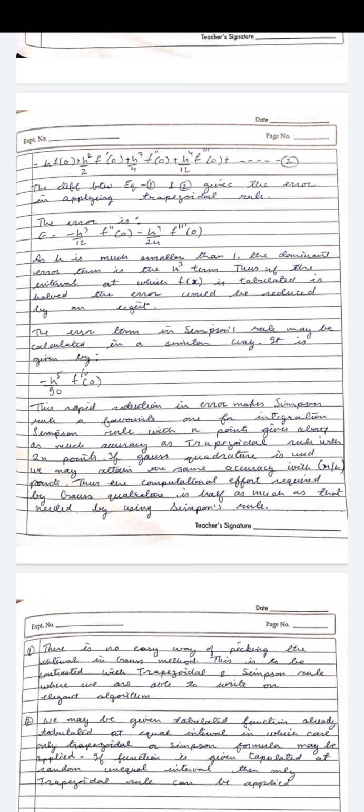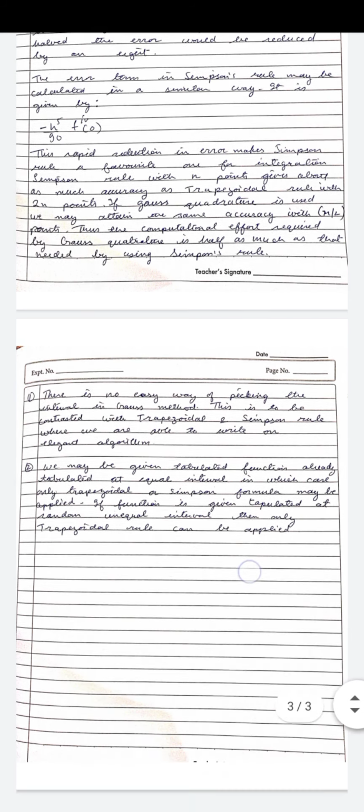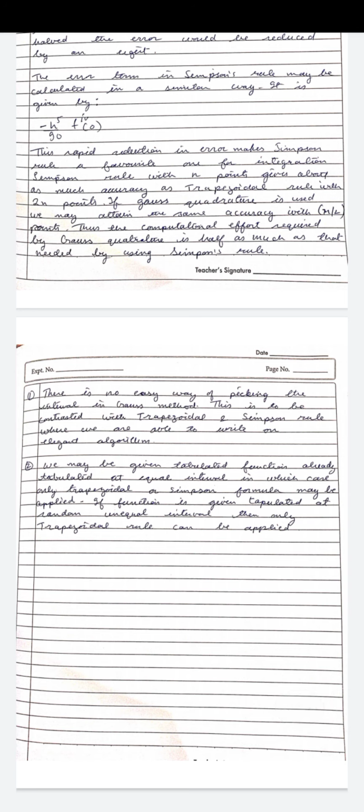Now we will be solving the sub-points. There is no easy way of picking the interval in the Gauss method. This is one of the drawbacks of the Gauss quadrature method. This is to be contrasted with trapezoidal and Simpson's rule, where we are able to write an algorithm by using simple intervals. We may be given a function already tabulated at equal intervals, in which case only trapezoidal and Simpson's formulas may be applied. So if the function is given in tabulated form, Simpson's and trapezoidal rules can be easily applied.